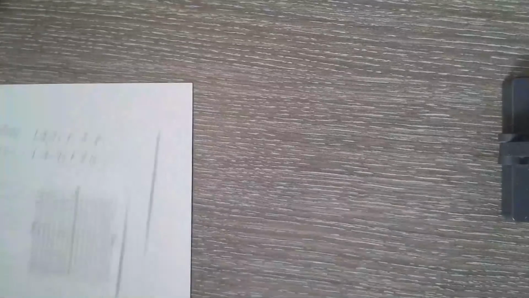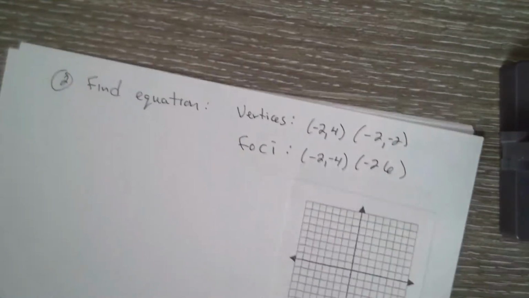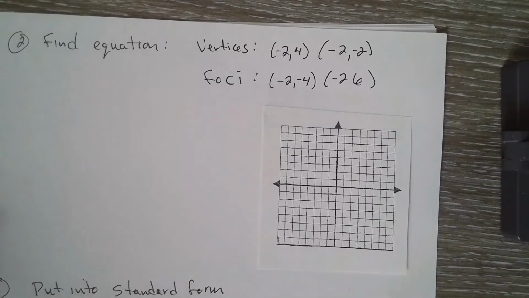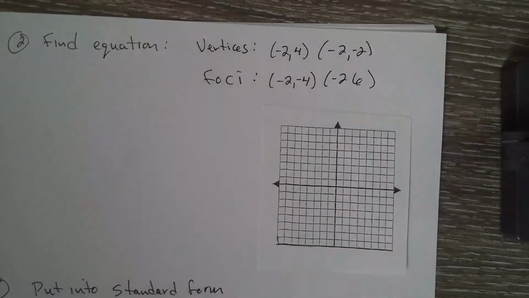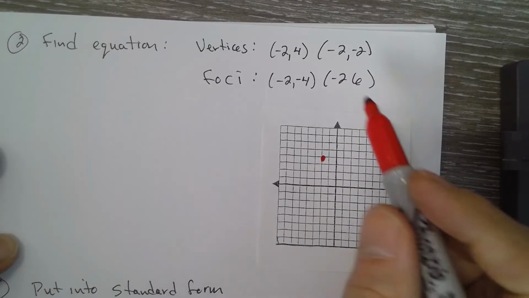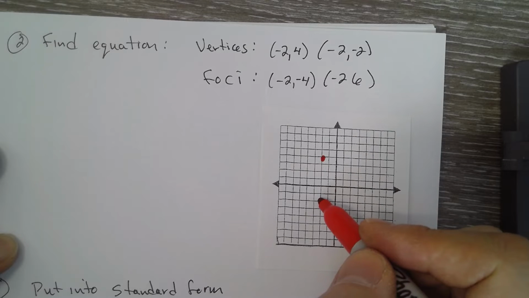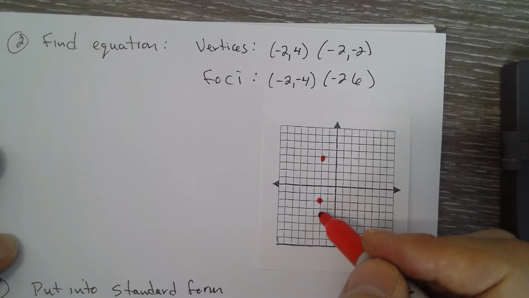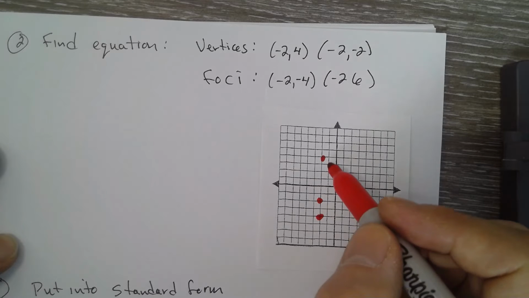All right, problem number 2 of 3. Here we go. Find the equation. All I want is the equation. There's your information. Ready, set, go. So, graphing negative 2 comma 4. 1, 2, 3, 4. Negative 2, negative 2. Foci, negative 2, negative 4. Negative 2, 6.